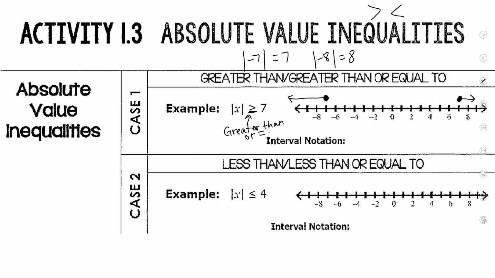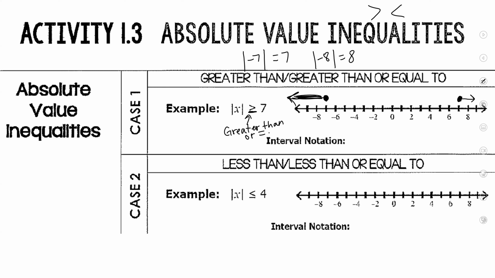Okay, does that make sense? So these numbers over here on the negative side, like -7, -8, -9, -10, those are more than 7 spaces away from 0. Does that make sense? Okay, so that's what this one looks like. So whenever we have a greater than symbol, our arrows are going to face away from each other. All right, let's look at the next case.